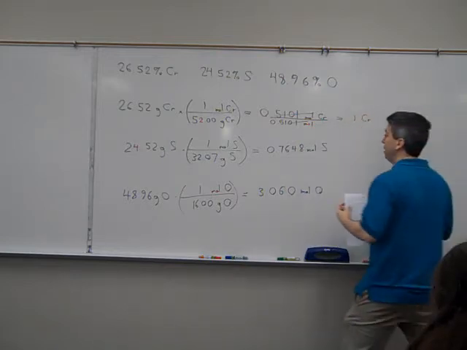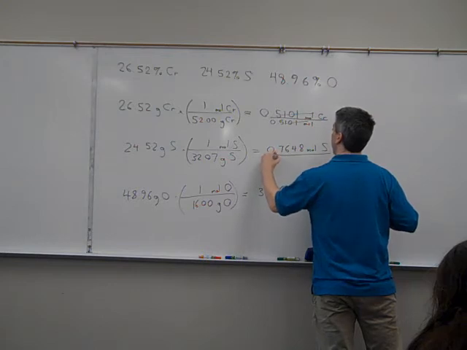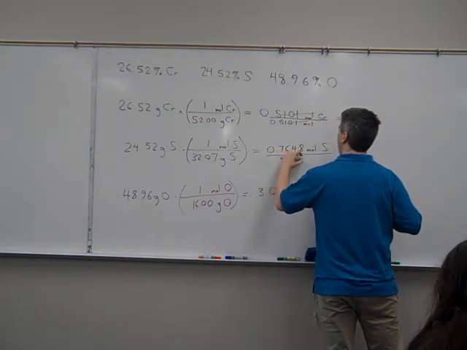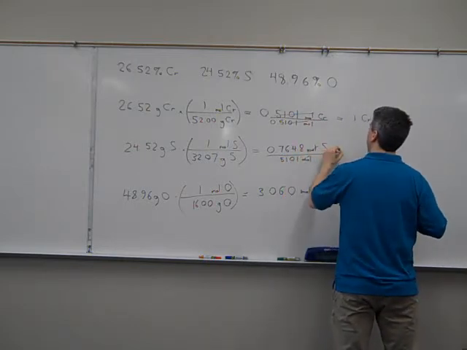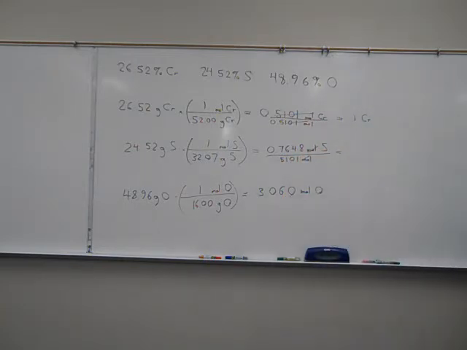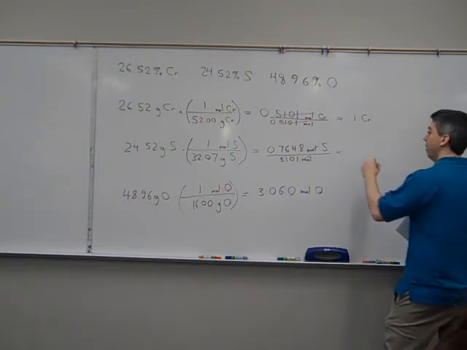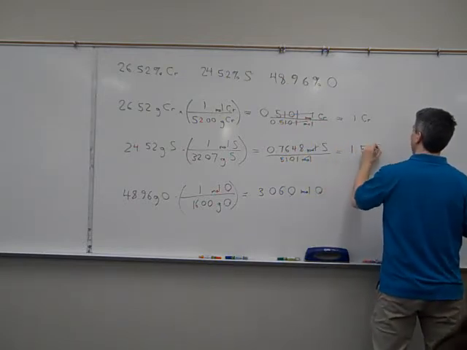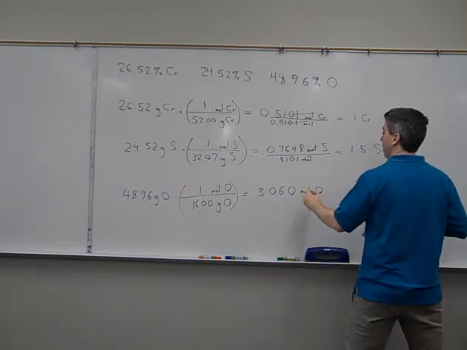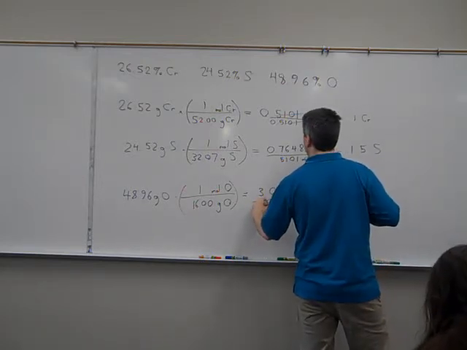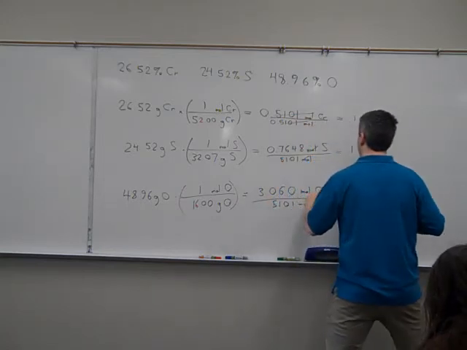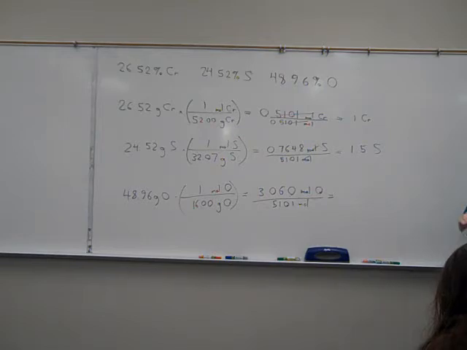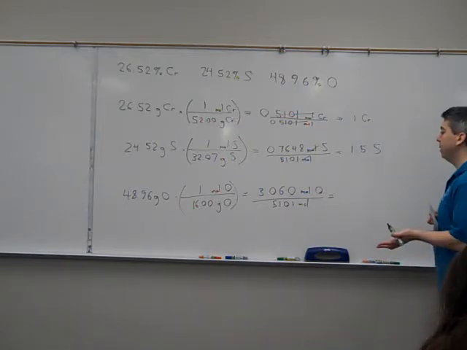And if I divide this by 0.5101 moles, what does that give me for sulfur? About 1.5. 1.5 sulfurs. And if I divide this by 0.5101 moles, what does that give me? 6. What is it? About 6?